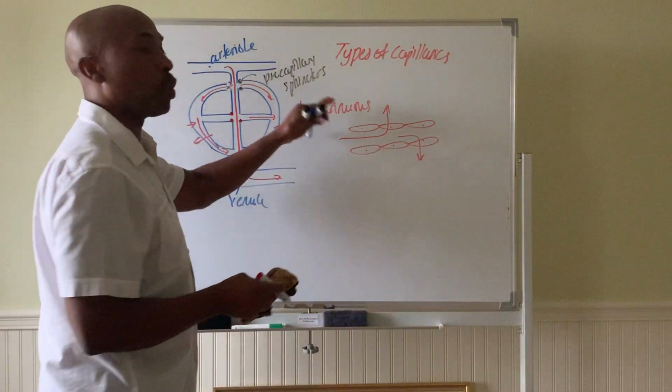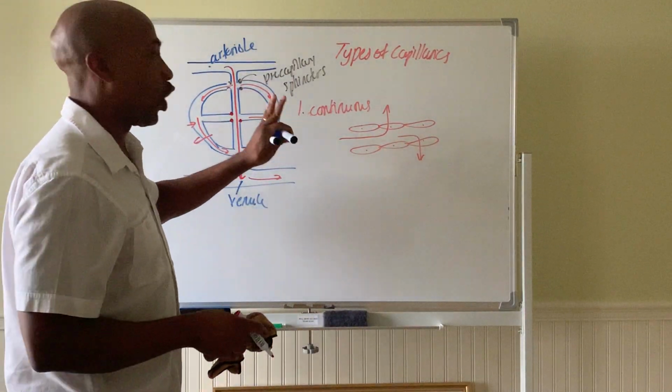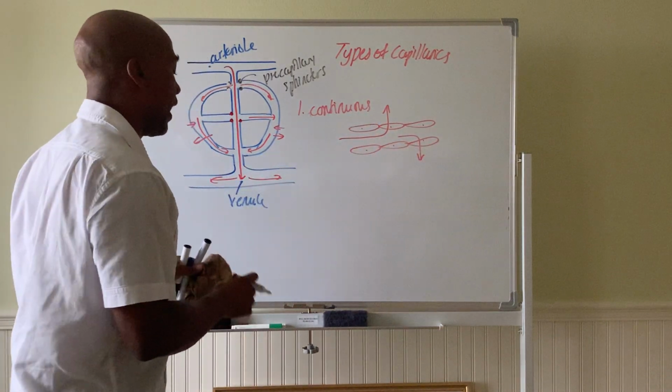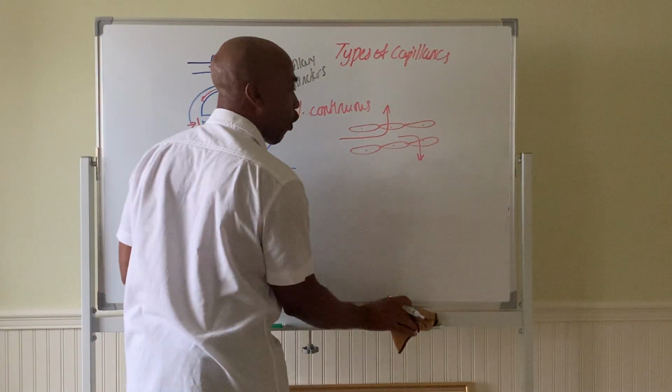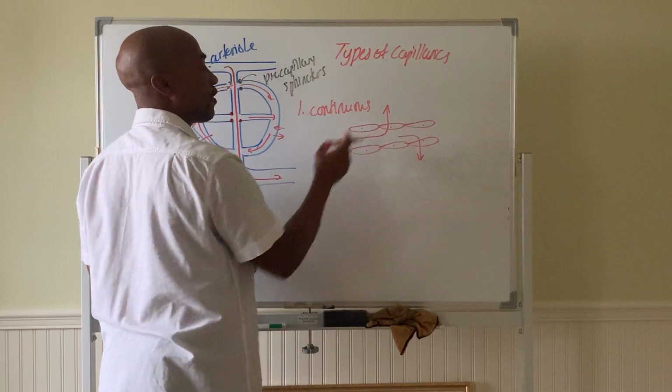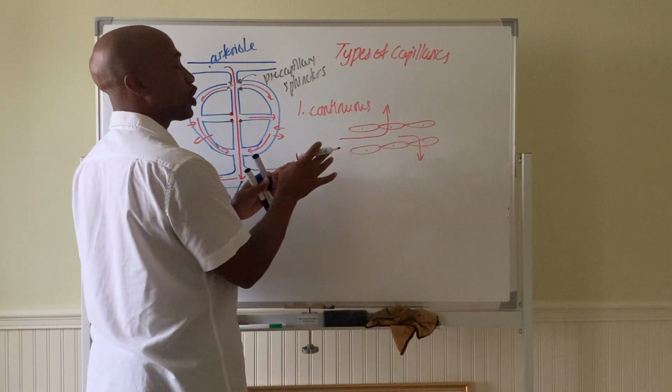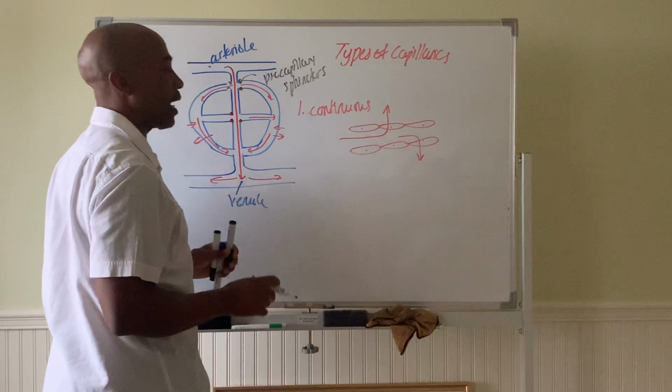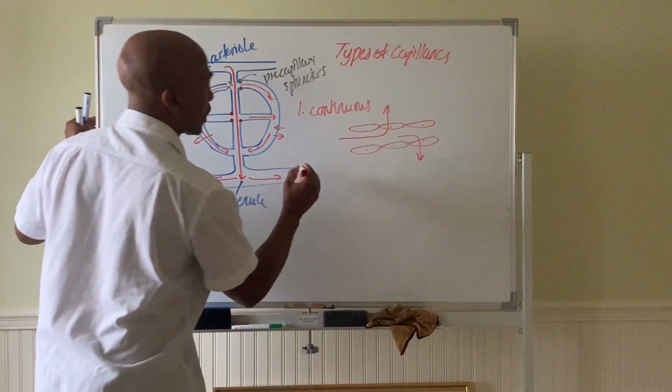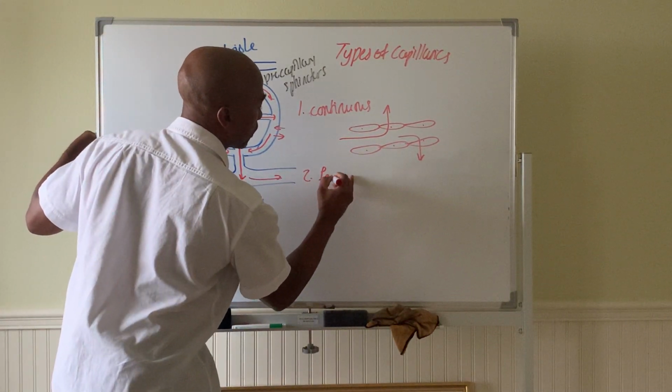So it's highly controlled exchange. It can only cross across the cells, which means it must satisfy certain requirements for it to pass through that kind of environment. So it's a highly controlled exchange site. Your continuous capillaries, the most common type. You also have another type called the fenestrated capillary.